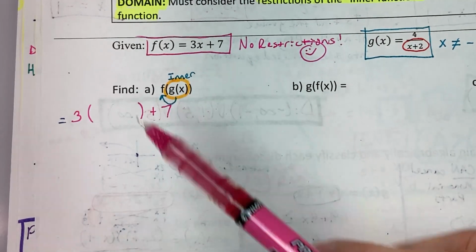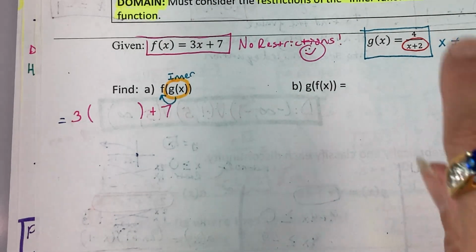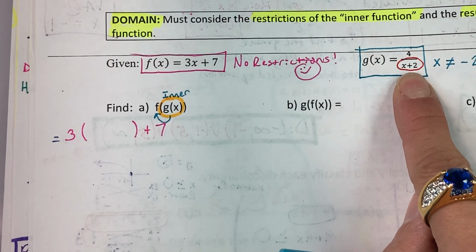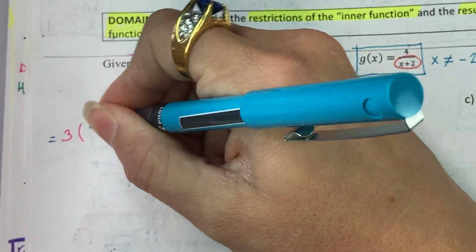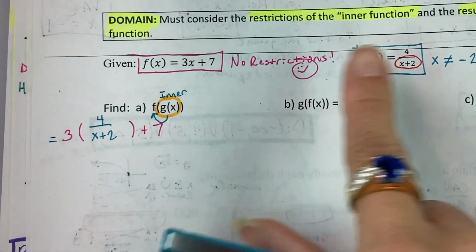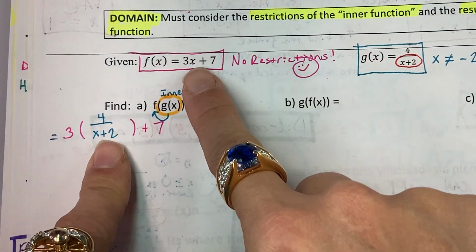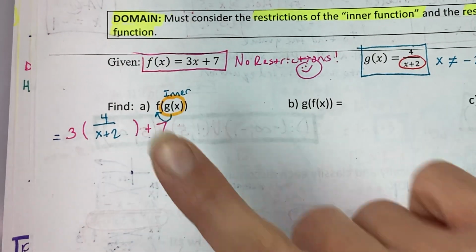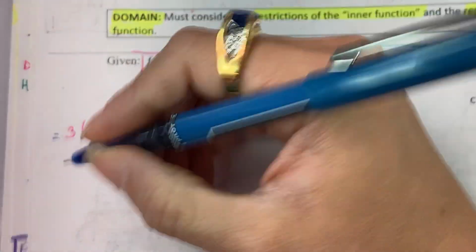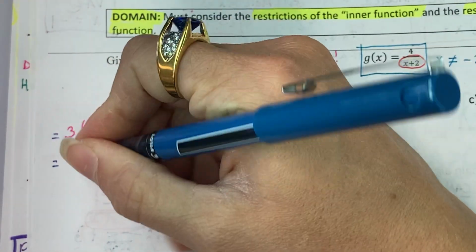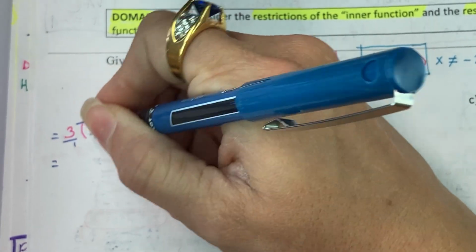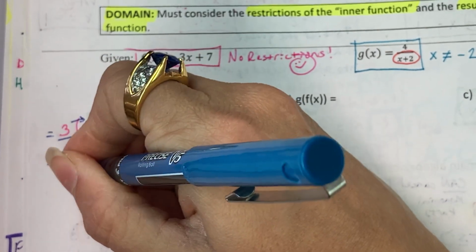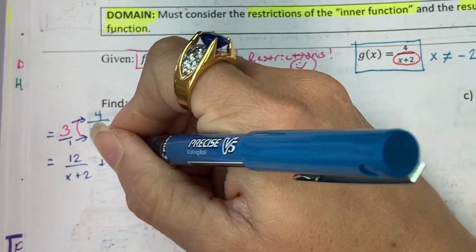So if I want to find f of g of x, what I'm going to put in for input is the entire g function. So 4 divided by x plus 2. So I'm taking my whole g function and plugging it into the input of my f function. So this is how the label works. This is how the work looks. So how can I simplify this? Well, 3 times 4, and we can write this as 3 over 1. We multiply straight across when we're multiplying fractions, and this gives me 12 over x plus 2 plus 7.